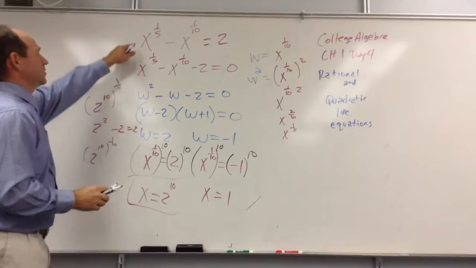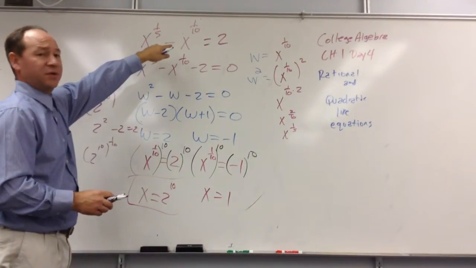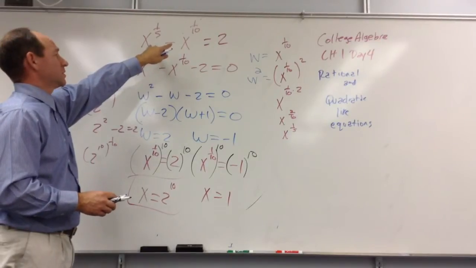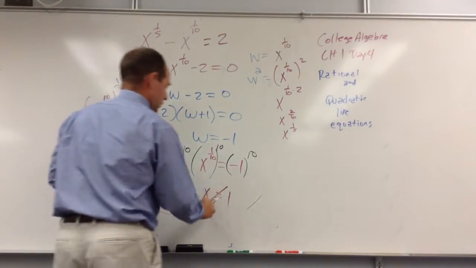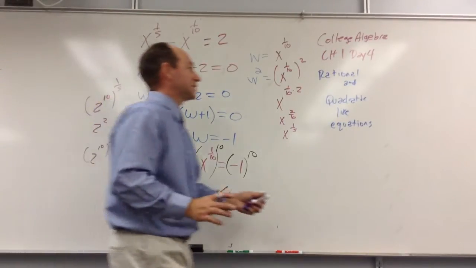And this answer is 1 to the 1/5. The 5th root of 1 is 1. The 10th root of 1 is 1. 1 minus 1, does that equal 2? No. Guess what that was? Extraneous. Okay? I hope those examples help.